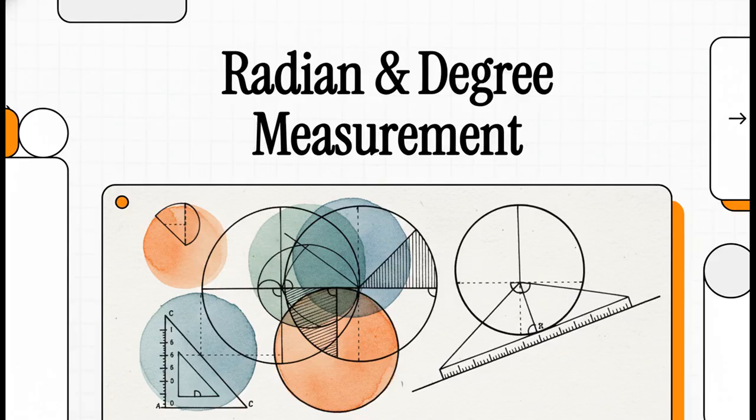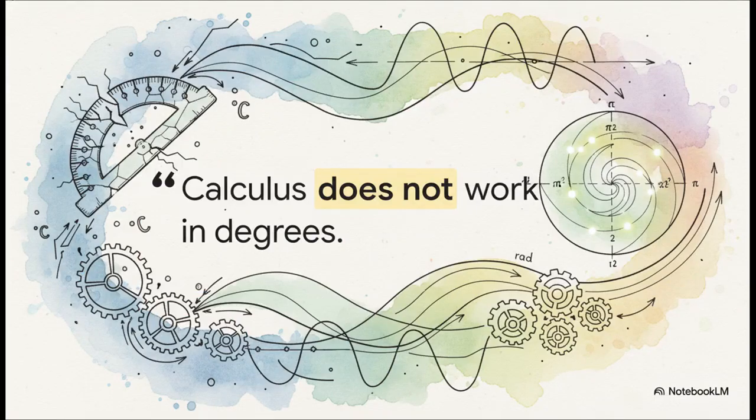Let's get into it. And you know what? Let's just start with the biggest reason you need to know this. This quote says it all. If you're heading towards calculus, this isn't just a suggestion, it's a hard rule. The formulas that make calculus work, especially for things like sine and cosine, they only work if you're using radians. Trying to use degrees completely breaks the math.